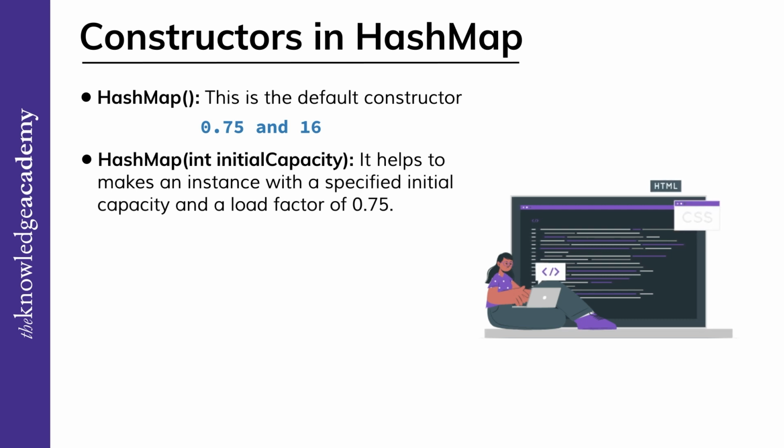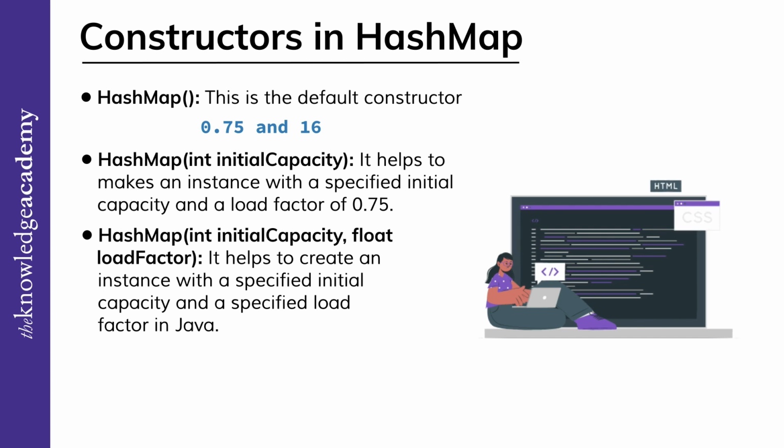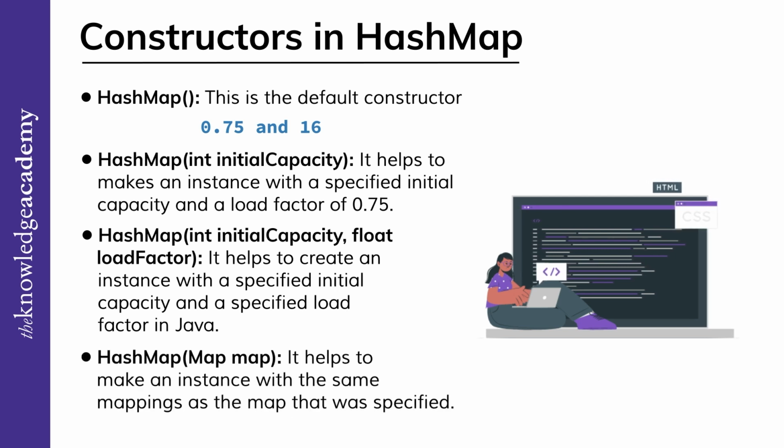The second constructor is HashMap int initial capacity. It helps to make an instance with a specified initial capacity and a load factor of 0.75. The third constructor is HashMap int initial capacity, float load factor. It helps to create an instance with specified initial capacity and a specified load factor in Java. And finally, the fourth constructor, HashMap of map. It helps to make an instance with the same mappings as the map specified.